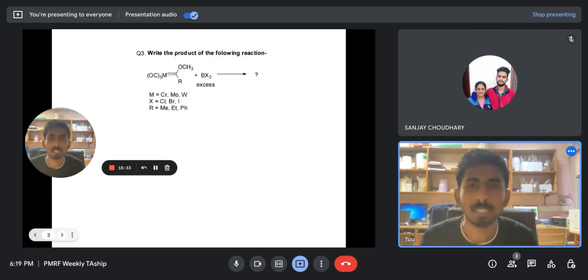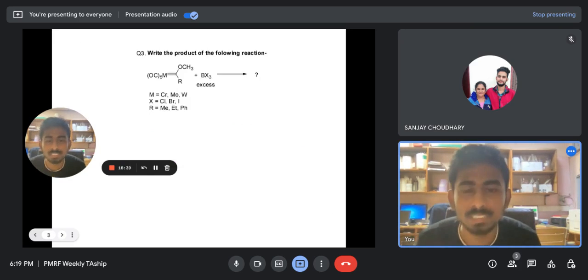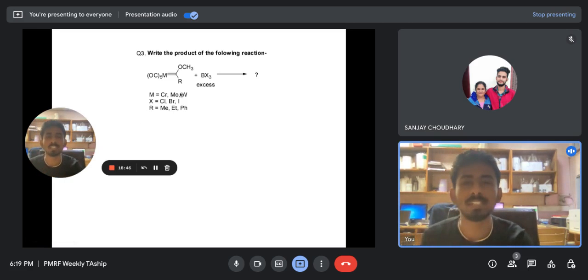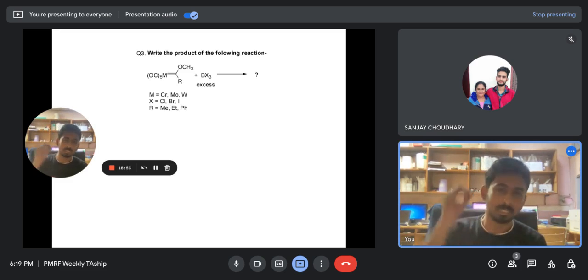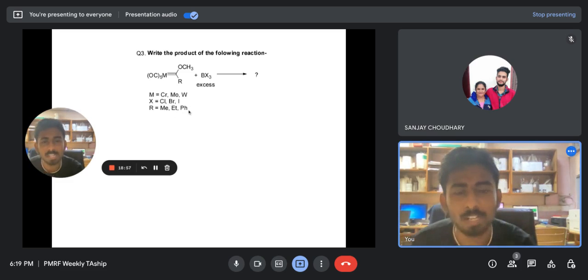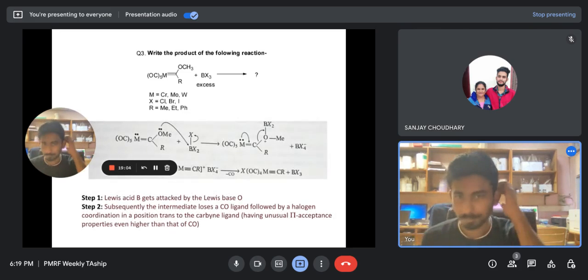Coming to the next question: write the product of the following reaction. The complex (CO)5M=C(OCH3)R is treated with BX3 in excess amount. What is the product? M is given as chromium, molybdenum or tungsten. X is nothing but the halide groups, that is Cl, Br, I, and R is nothing but any alkyl group or aromatic group, that is methyl, ethyl or Ph. So what is the product of the following reaction?